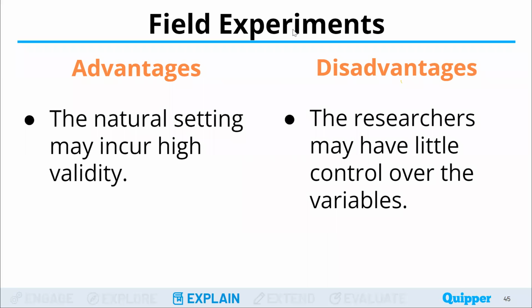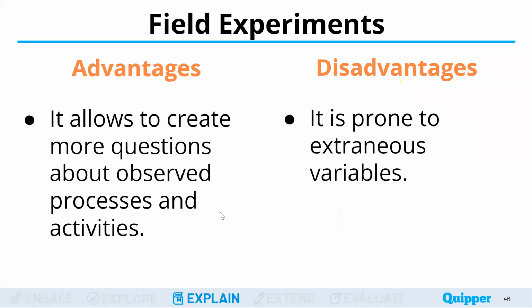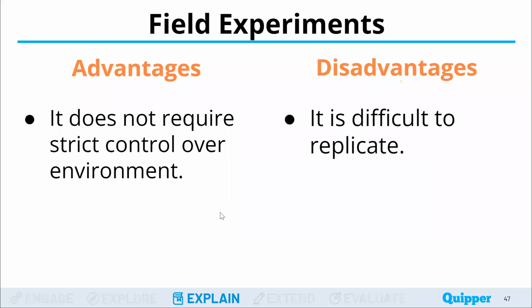Field experiments, advantage, natural setting may incur high validity. Of course, wala siyang manipulation, so pinaka-appropriate na results yung makukuha mo. Disadvantages, the researchers may have little control over the variables. And it allows to create more questions about the observed processes and activities. And it is prone to extraneous variables. It does not require strict control over the environment. It is difficult to replicate. Kasi, di ba, hindi mo na siya namamanipulate. So, parang maghihintay ka pa ng time kung kailan siya mag-exist ulit.